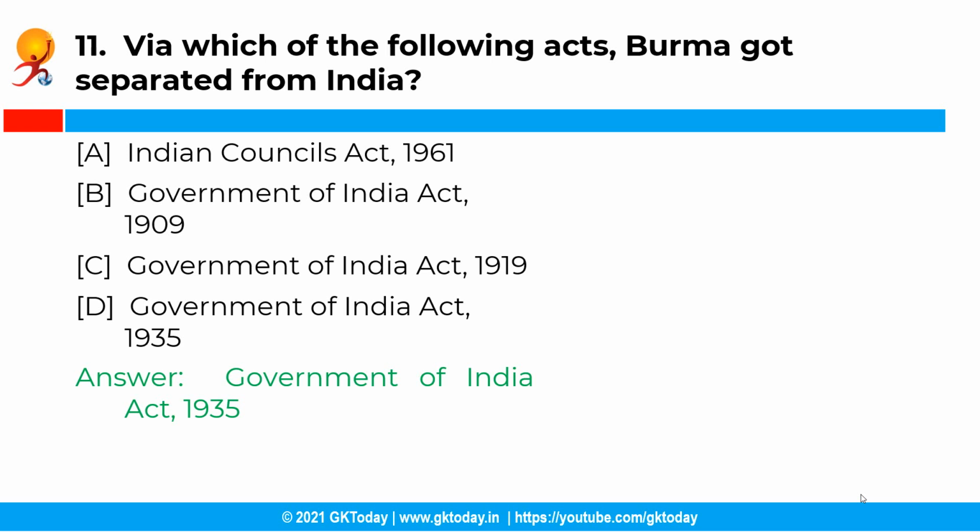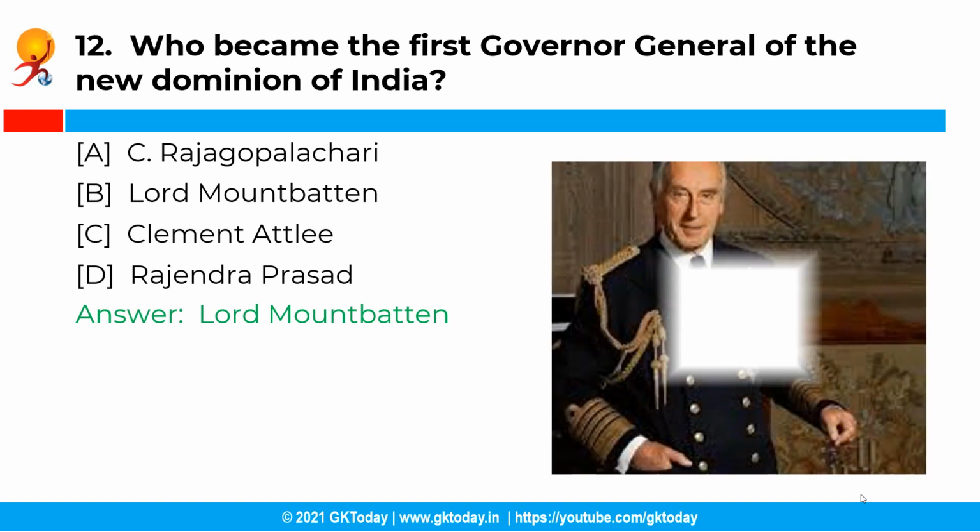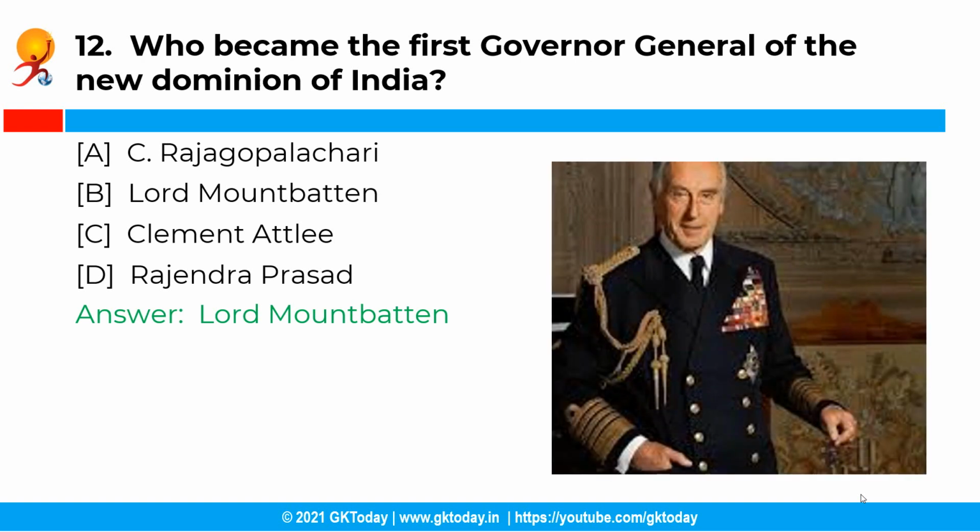The next question is, who became the first Governor General of the new Dominion of India? See, the options are: A, C. Rajagopalachari; B, Lord Mountbatten; C, Clement Attlee; D, Rajendra Prasad. So the answer for the question is option B, that is Lord Mountbatten. See, after India and Pakistan attained independence at midnight on the night of 14 to 15 August 1947, Lord Mountbatten served as the first Governor General of an independent India until June 1948.